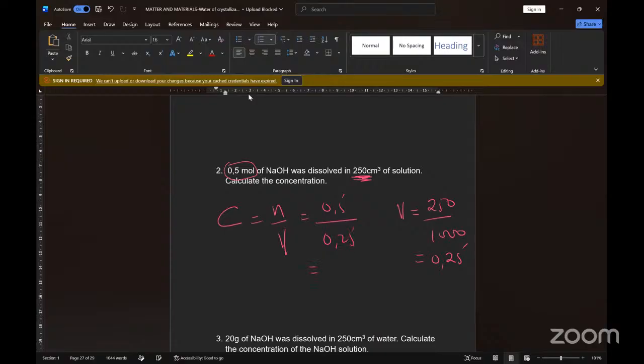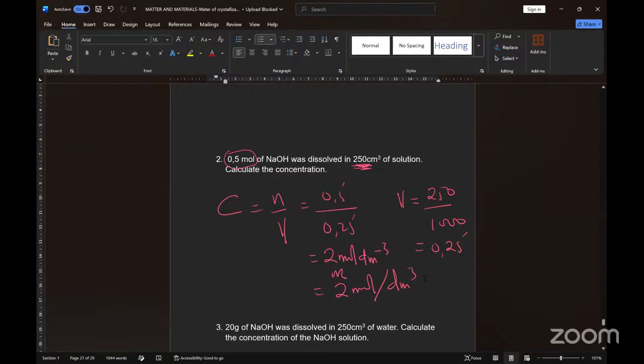And then your concentration becomes 0.5 divided by 0.25. That gives you exactly 2. So you're going to have 2 mole dm³ minus 3. Or if you don't want to write it like this, you can write it as 2 mole per dm³. So these are the two ways of doing that. So that is concentration for you.